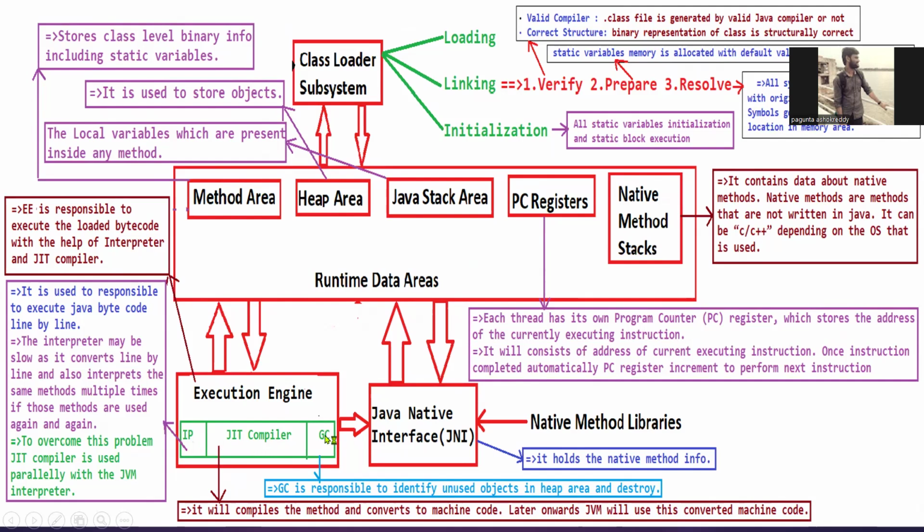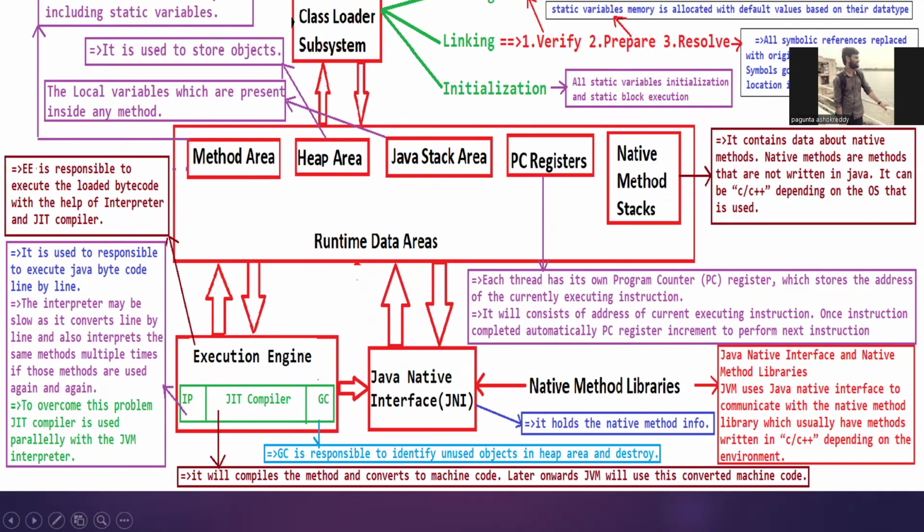What is the purpose of the garbage collector? The garbage collector is responsible for identifying unused objects and destroying them in the heap area. Once it destroys the objects, it frees the memory and gives it back to the JVM, so you can utilize that memory. The Java native method interface stores the native method information.